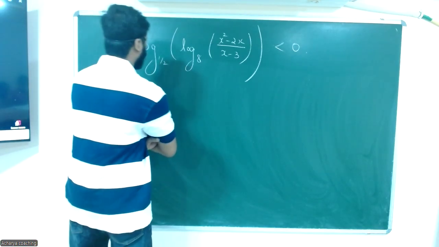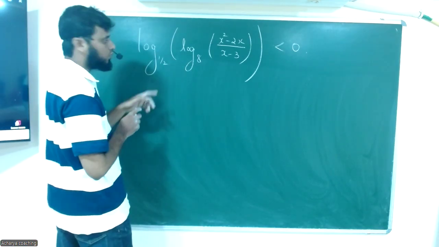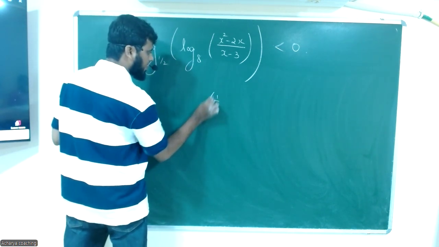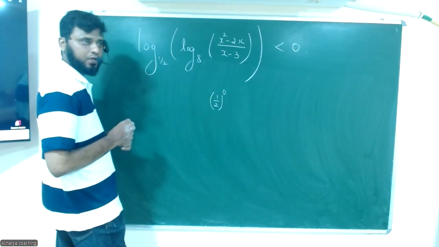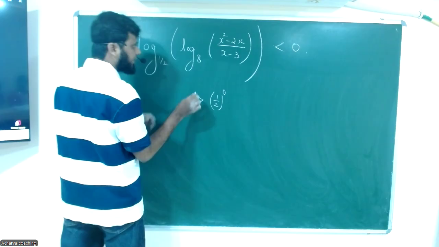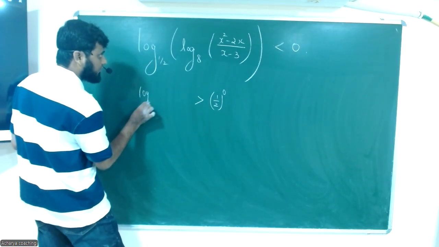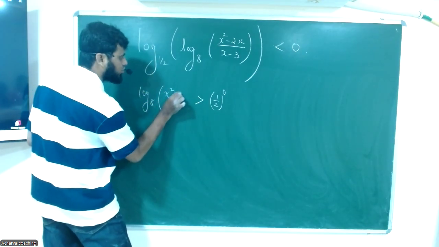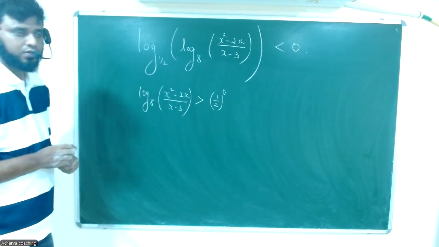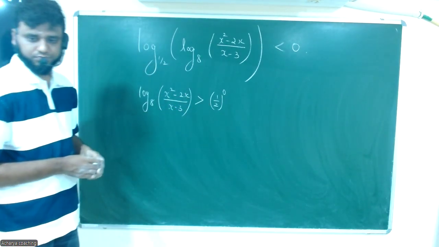See this part. First, if I have to remove this log, what is the base? 1 by 2. So 1 by 2 to the power 0. Since the base is 1 by 2, the sign of inequality will be reverse, greater than. Here again log we have. Log with base 8, x square minus 2x by x minus 3. Any doubt in this step? 1 by 2 to the power 0.